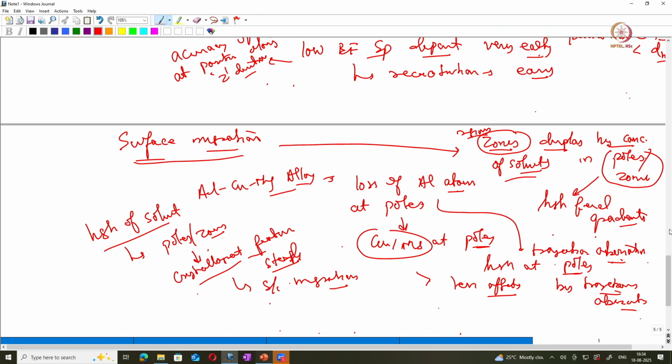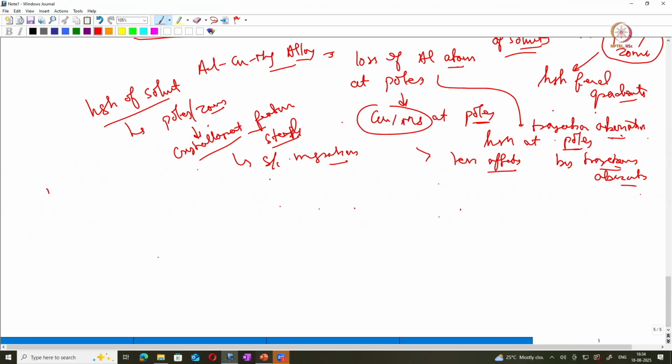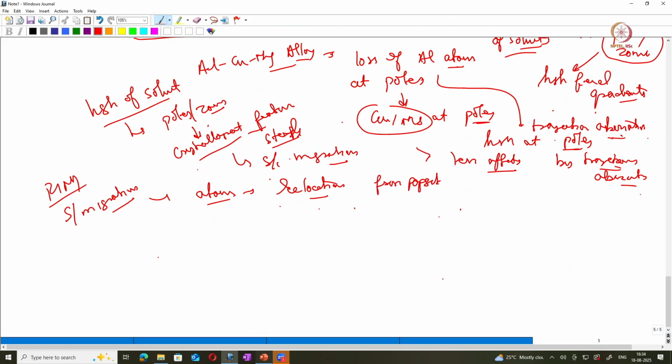So similarly in film we see this surface migration. This is due to the very strong field gradients at the surface of the specimen. This leads to the atoms being able to relocate from one position to an adjacent one, and usually it is a thermally assisted process.